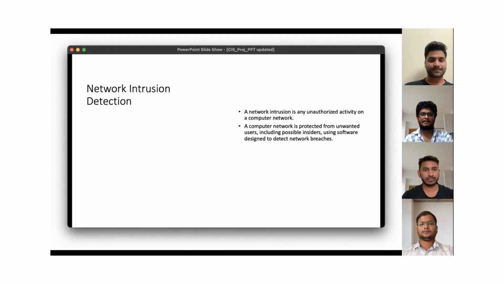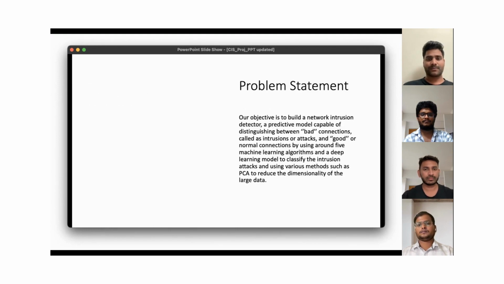And coming to the next slide, the problem statement. Our objective is to build a network intrusion detector, a predictive model capable of distinguishing between a bad connection and a good connection. By using around 5 machine learning algorithms and a deep learning model, we classify the intrusion attacks, and we use various methods such as PCA to reduce the dimensionality of the large data. Next slide.